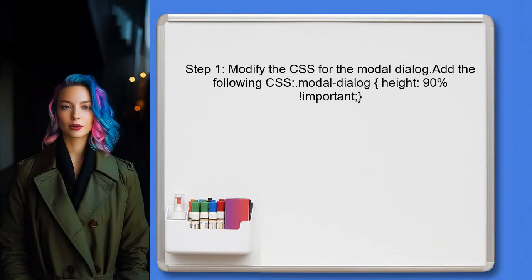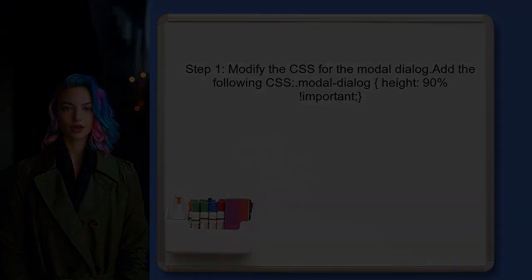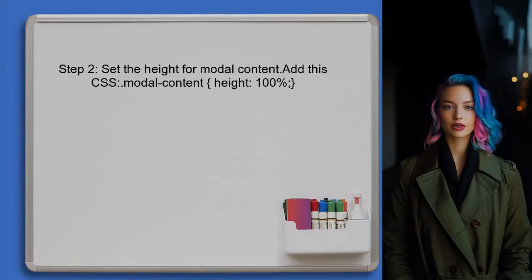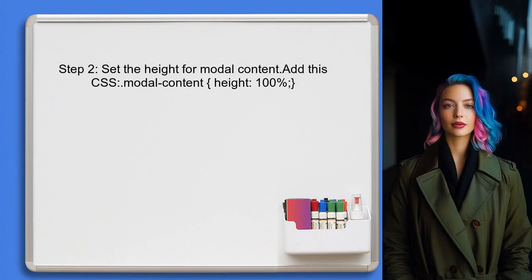To increase the height of a Bootstrap modal, the user should start by modifying the CSS for the modal dialog. This can be done by adding a specific height to the modal dialog class. Next, the user should ensure that the modal content can expand to fill the height of the modal dialog. This can be achieved by setting the height of the modal content as well.